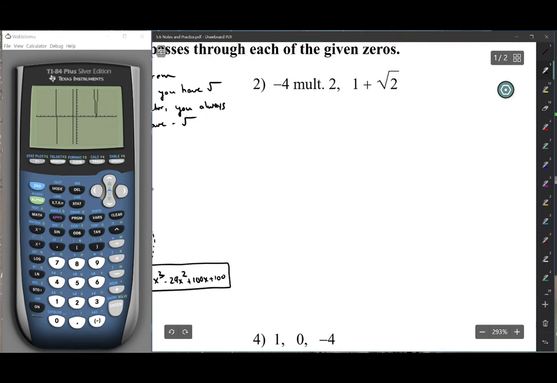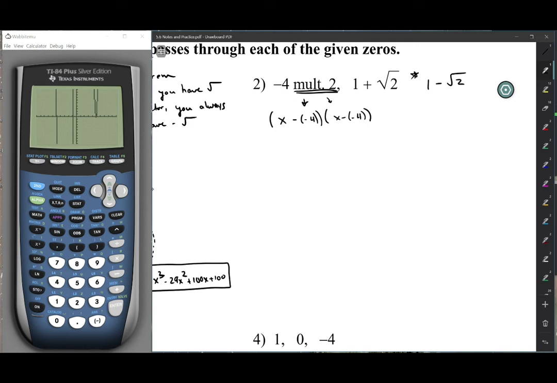So this next one, number 2. Negative 4 with multiplicity 2, and 1 plus root of 2. So this particular case means that we actually go through negative 4 twice. That's what multiplicity means. It means we go through it twice. So we technically have the factor x minus negative 4, and we have two of them, x minus negative 4. Here, hey, we have our root, so that means we have a freebie, 1 minus root of 2. So we got our freebie root with our conjugate theorem.